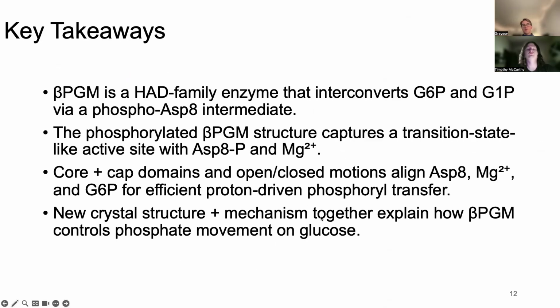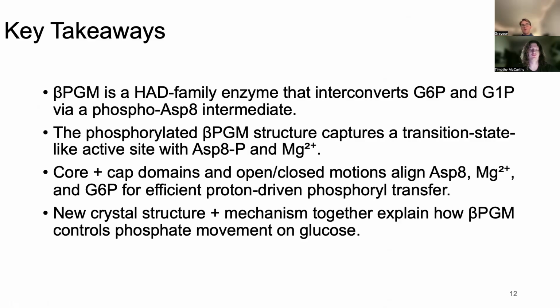So some key takeaways from what our researchers have been able to accomplish. Beta-phosphoglucomutase is a HAD family enzyme that interconverts glucose 6 phosphate and glucose 1 phosphate via a phosphorylated intermediate on aspartic acid 8. The structure of phosphorylated beta phosphoglucomutase captures a transition-like active site with aspartic acid 8 and phosphoryl complex, along with the magnesium ion.